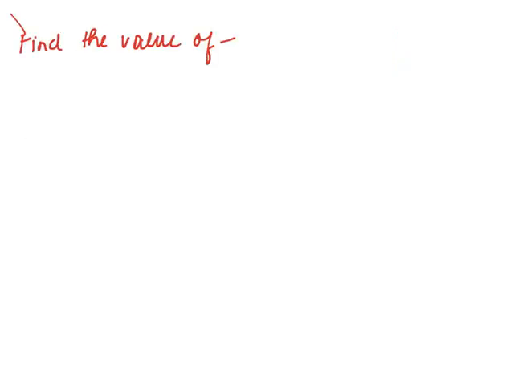Next we have given some expression and we have to find out the value of the unknown variable. Like we have given 5 raised to the power 2n times 5 raised to the power 3 equals 5 raised to the power 11. So here we have to find out the value of n.